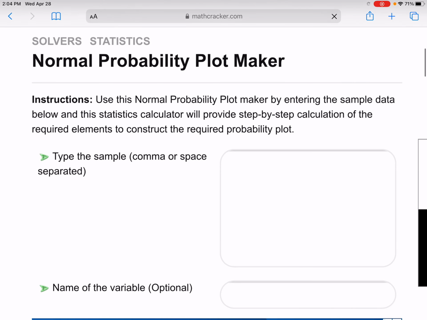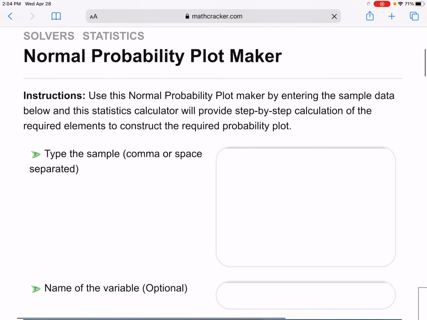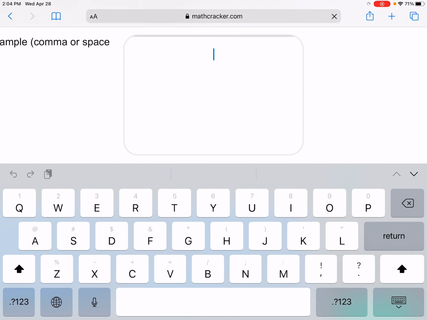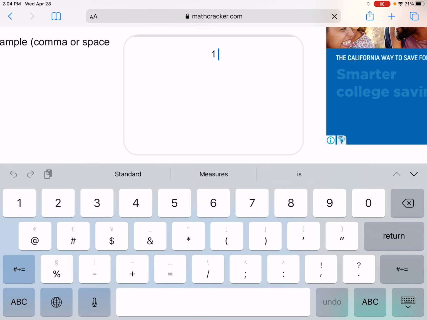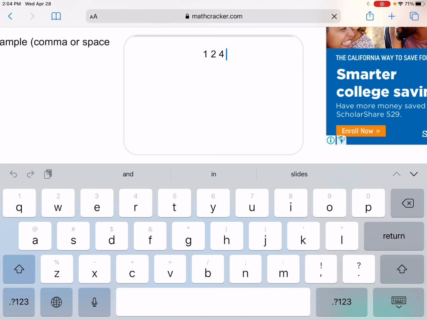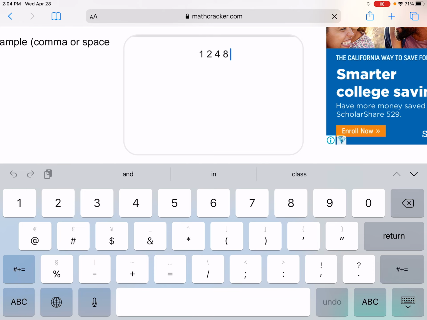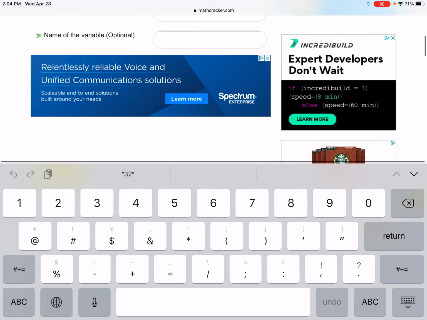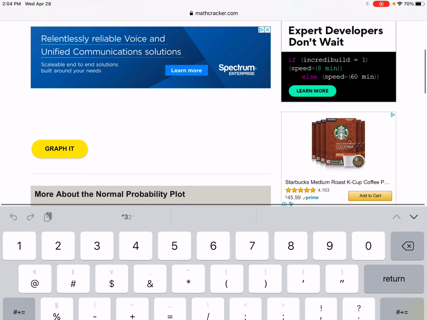Okay, so what you do is you go to the website, you can type it in Google, or I can put you guys a link to it in Google Classroom. But you just type in your data. So my data is 1, space 2, space 4, space 8, space 16, space 32. And then I'm not going to do the name the variable part. I'm just going to go ahead and hit graph it.